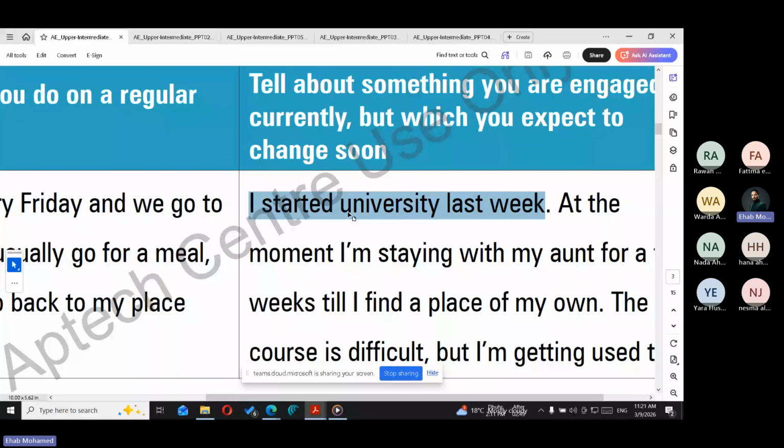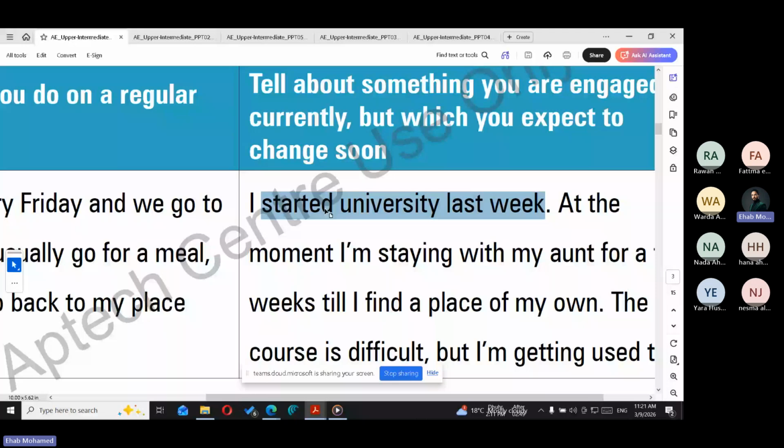طب I started university last week. Is it a statement or a command or a question or an exclamatory sentence? It's a statement. ليه يا عم statement؟ Because it started with a subject. The statement contains one subject or starts with a subject. It consists of one subject and one predicate. أهو subject and verb and object.